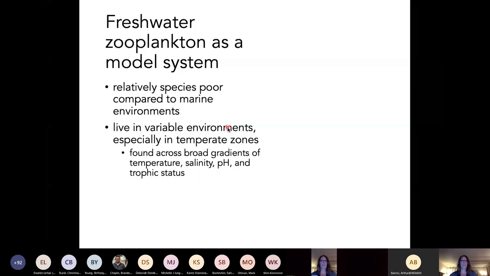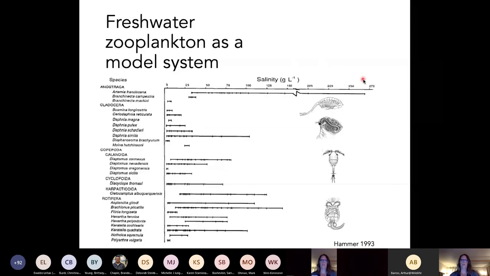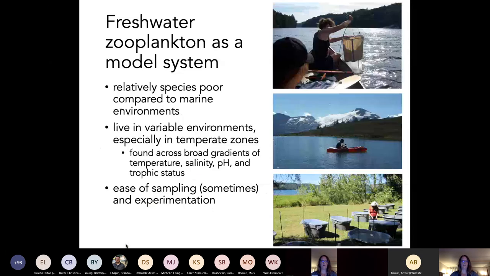This is a plot from Theodore Hammer, who studied salinity and zooplankton quite extensively, especially in Western lakes. And coincidentally, my son's name is also Theodore. I promise that I did not name my child based on a famous zooplankton ecologist. But what this shows is that looking at salinity from 3 up to 275 grams per liter, we see some organisms like Artemia that can survive a wide range, but that other cladocerans and copepods, as well as rotifers, can live in a broad range of different salinities in the environment. So again, showing a lot of breadth there.